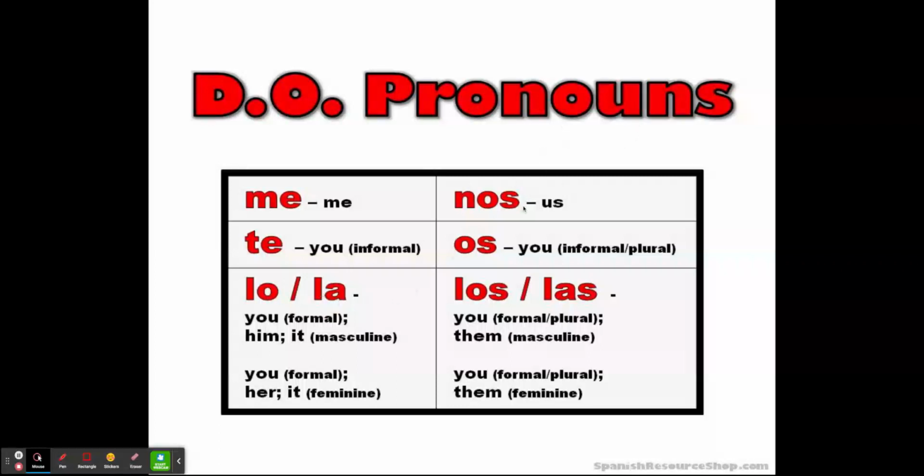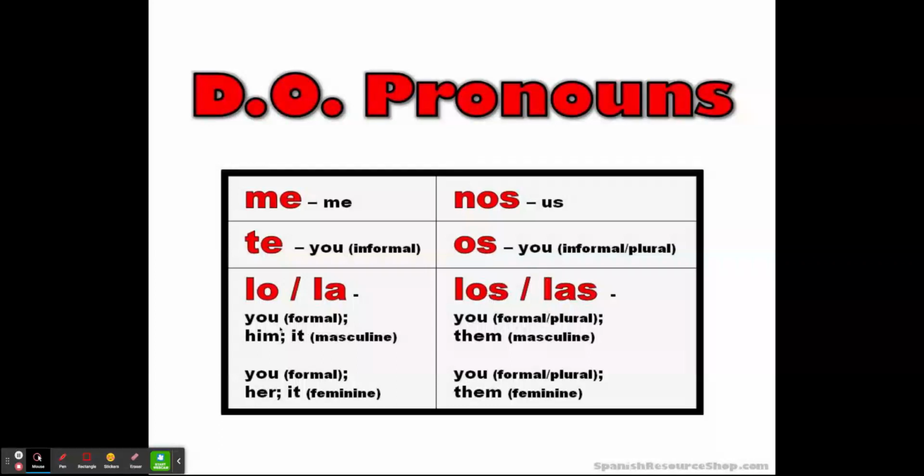Let's move on. La profesora ayuda a nosotros. We are the ones being helped by the professor. Then you're going to replace a nosotros with nos. Say, la profesora ayuda a vosotros o vosotras. Then you are going to replace a vosotros o a vosotras with os.